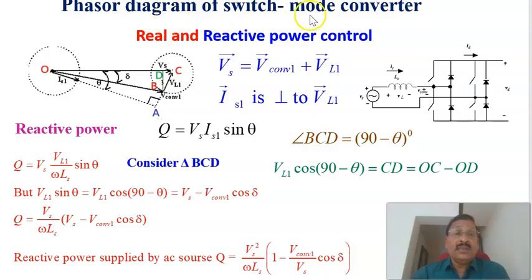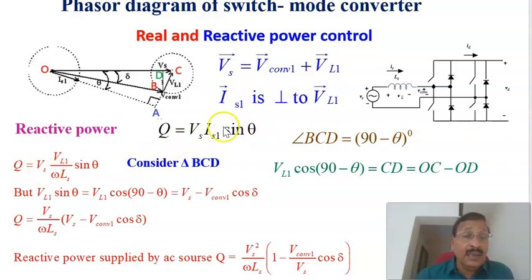Now continuing the phasor diagram of switch mode converters, the same phasor diagram is shown here, for the real and reactive power control. In this slide, we will explain the reactive power flow between the AC grid and the DC source. The basic reactive power equation is Q equal to the AC grid voltage Vs into the fundamental current Is1 into sine of the angle between them, sine theta. This is the reactive power flow between the AC grid and the DC source. Therefore, here we can say that Q equal to Vs.